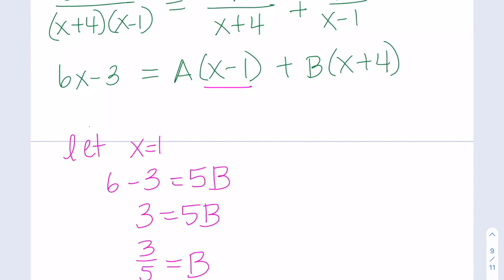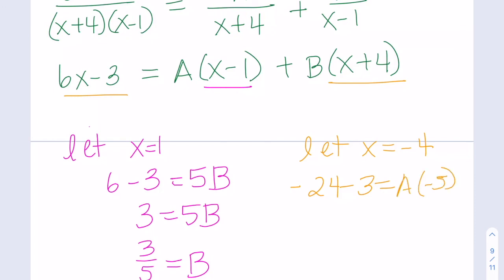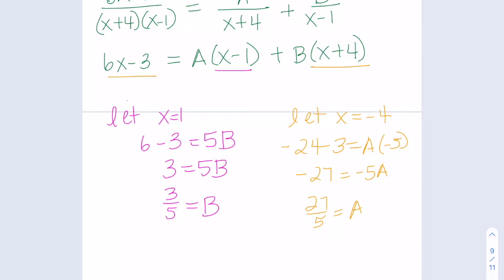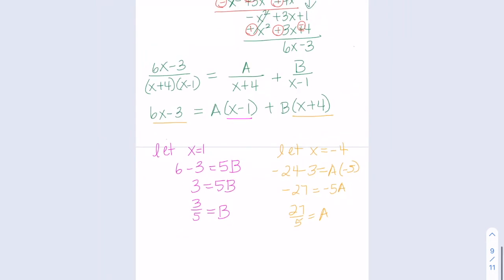And then for the second fraction, we can substitute negative 4. So let's let x equal negative 4. So this will be negative 24 minus 3, and then we'll have a times negative 5. And this will be negative 27, and divide both sides by negative 5, so a is 27 over 5. All right, so we do get fractional values, but not to worry.